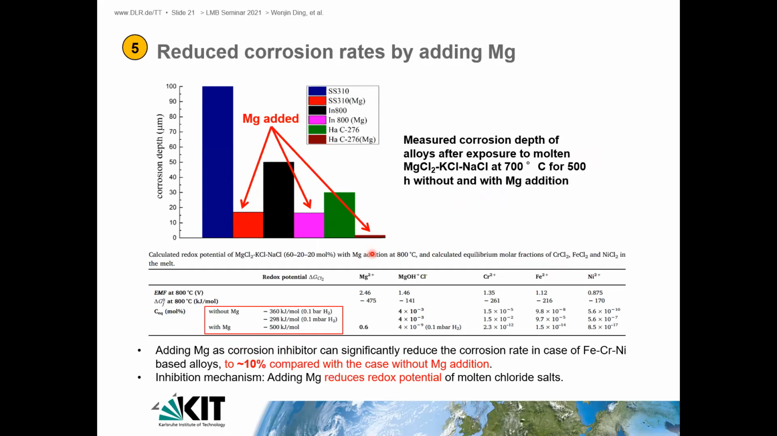And the inhibitor mechanism is, we think, that by adding magnesium, the redox potential of the molten chloride salt will be reduced to below the chromium corrosion level.